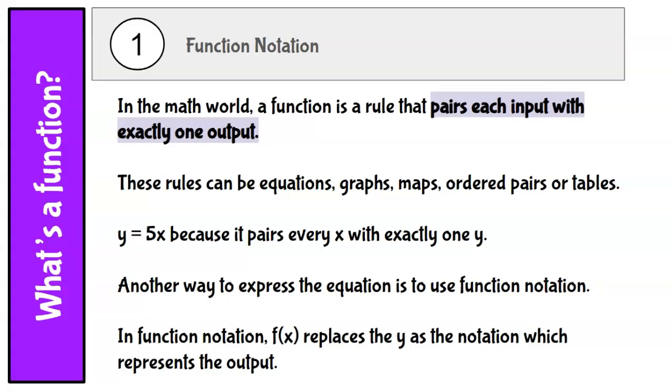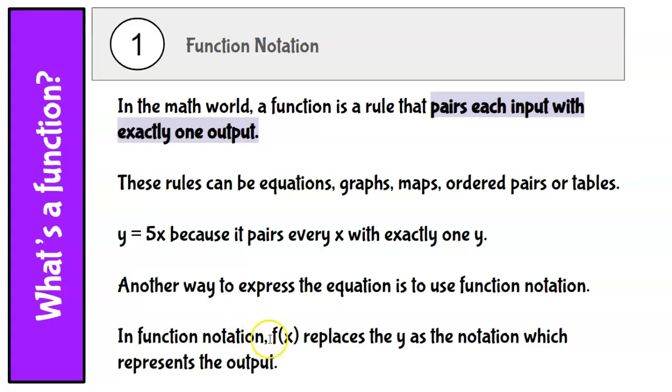Y equals 5x is an example of a function because it pairs every x with exactly one y. For x is 1, y is 5. For x is 2, y would be 10. For x is 3, y would be 15 by that rule. Another way to express the equation is to use function notation.